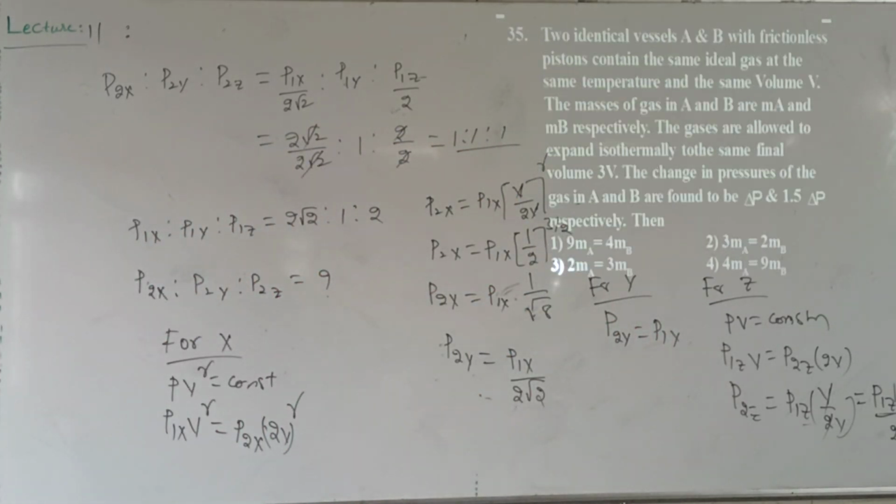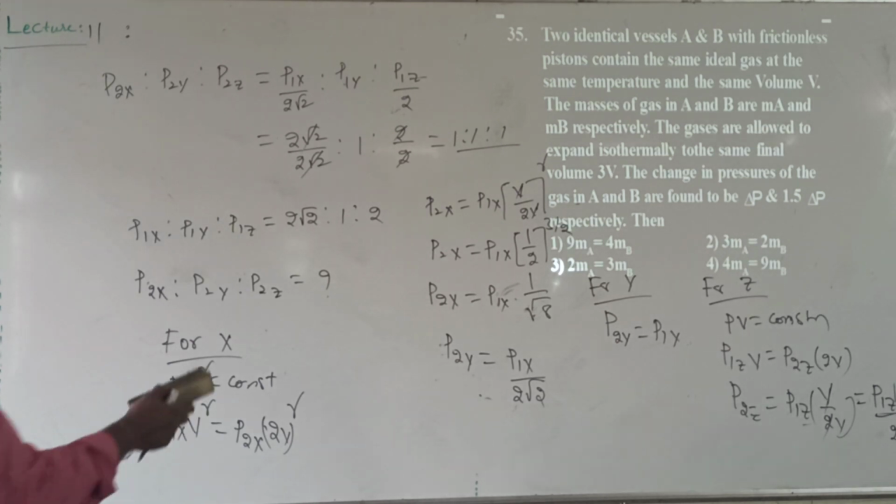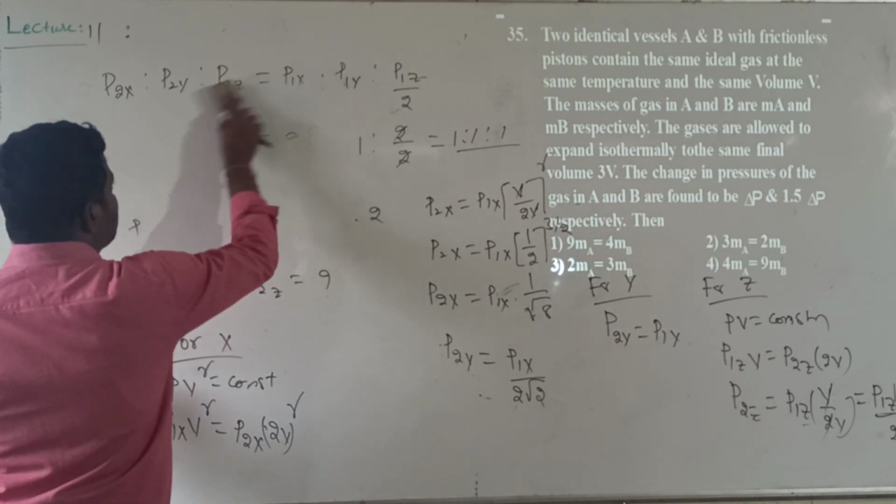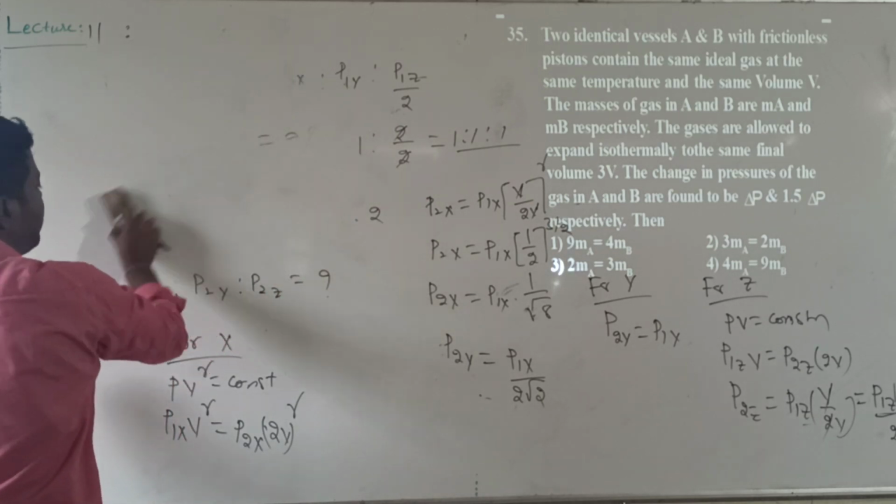Important question, question number 35. This question is: two identical vessels A and B with a frictionless piston contain some ideal gas at the same temperature. Even this question is also important. Question number 35.